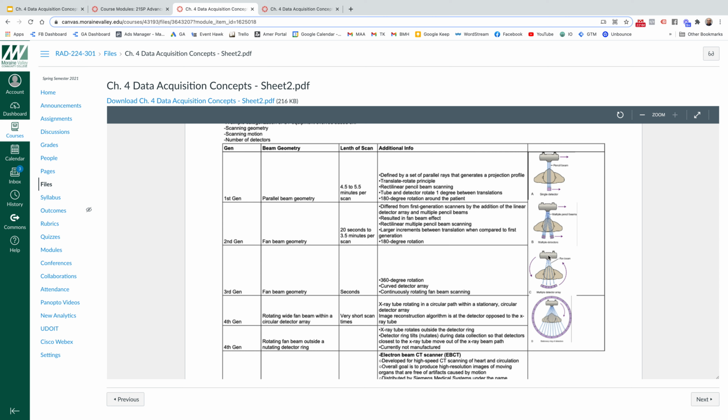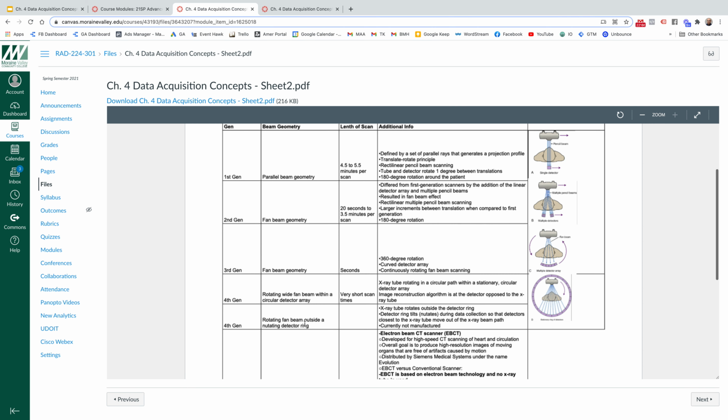You have the tube and the detectors, and it spins around the patient. There's obviously different variations of it, but it goes around 360 degrees, curved detector array, continuous rotating fan beam scanning. Fourth generation is where the detectors are solid, they don't move, so it's a rotating fan beam within a circular detector array. The detectors do not move. I've never seen this, but I guess it's out there. So the beam moves, or the tube moves, but the detectors do not.